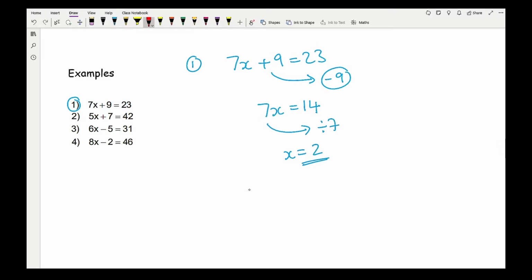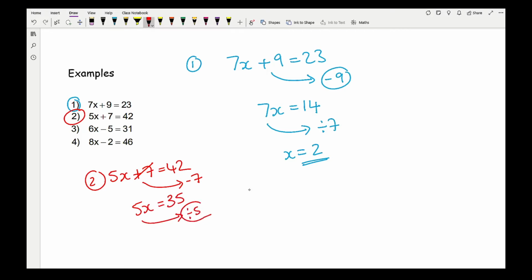Moving on to the next question, question 2. So I've got 5x plus 7 equals 42. So again, I take the 7 over to the other side to make it minus 7. That disappears. So I've got 5x equals 42 take away 7, which is 35. I take the 5 over to the other side. That disappears. So I've got x equals 7.